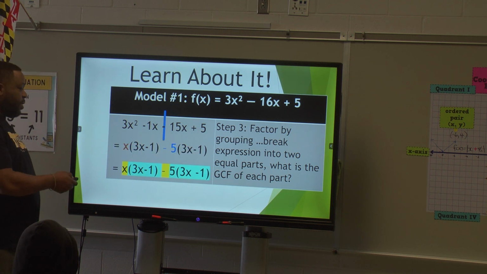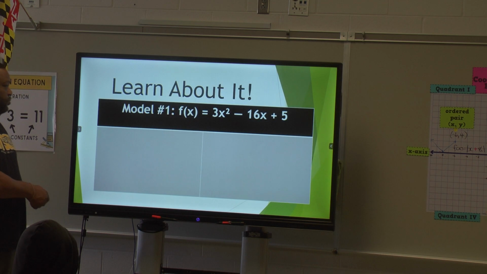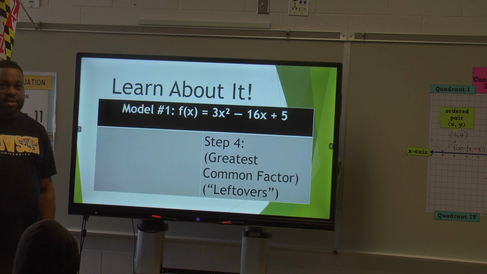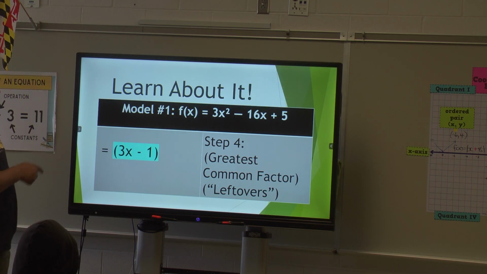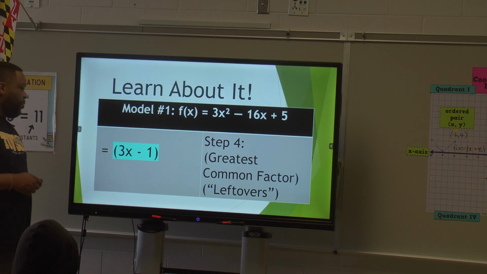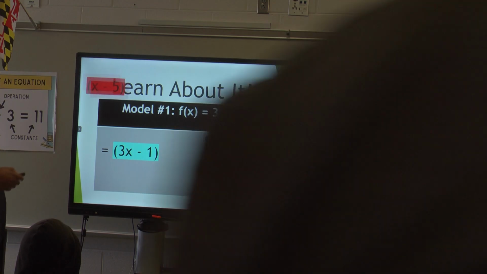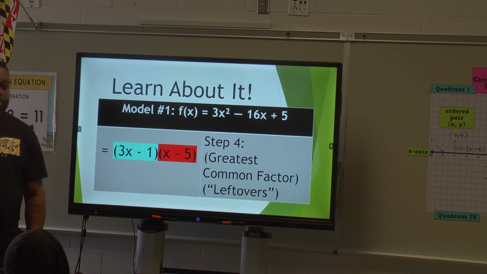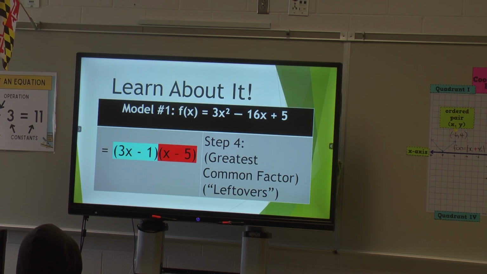Okay? You see how we broke it down? Step 4: one set of parentheses is the GCF, and the other is the leftovers. My greatest common factor was 3x minus 1, and my leftover was x minus 5. Okay? So now we know where we are on step 4.